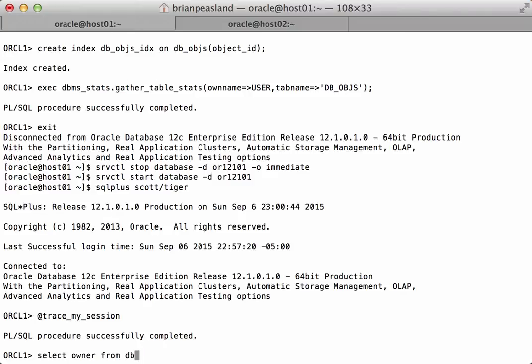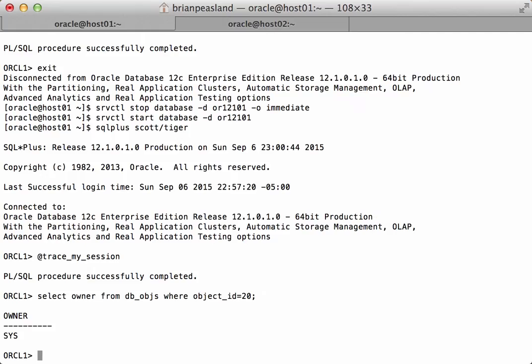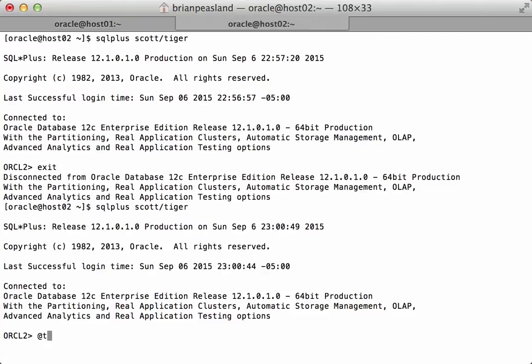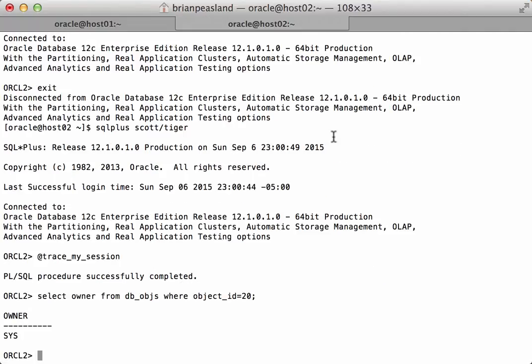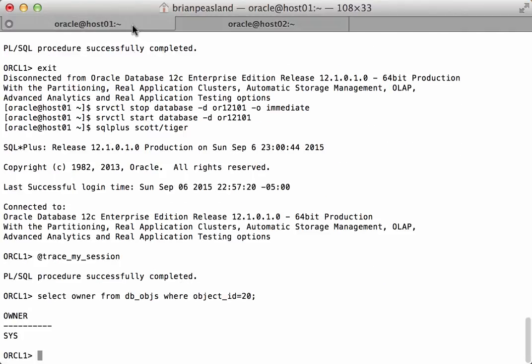Now I'm just going to select one row from that table that I created. One simple row. Okay? The other thing I'm going to do is repeat those same steps over here in my other session on the other instance. Okay? Seems simple enough. Now let's go back to host 01 over here.